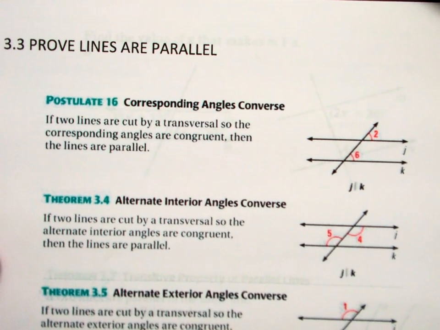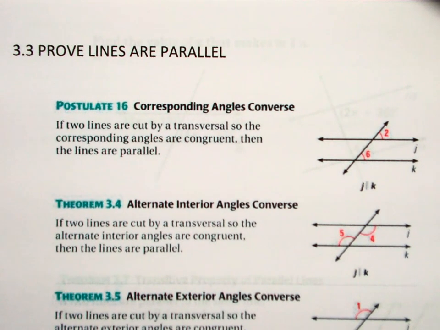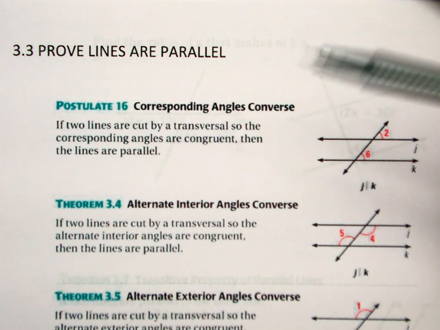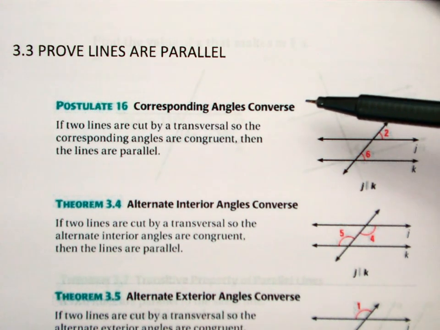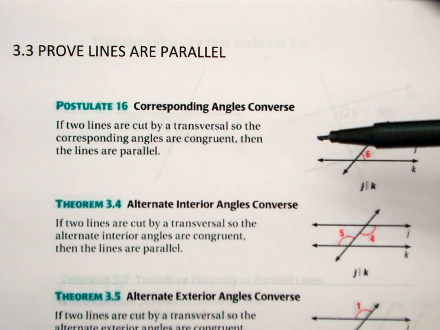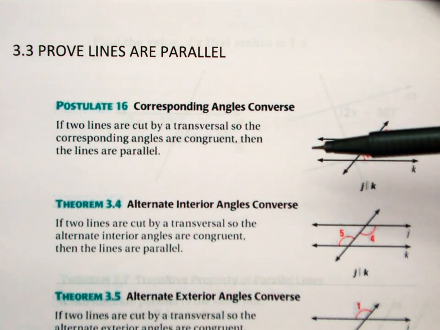Okay, so today's lesson is over 3.3, proving that lines are parallel. What we are going to be doing is working backwards. Postulate 16 is the corresponding angles converse. If two lines are cut by a transversal so the corresponding angles are congruent, then the lines are parallel.